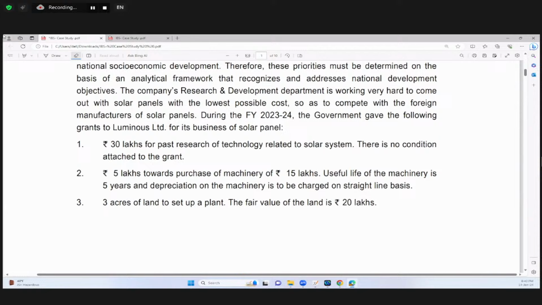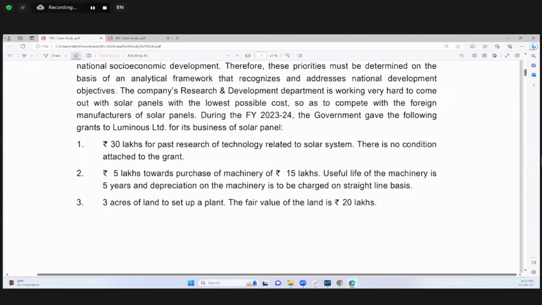In the first situation, 30 lakhs for past research of technology related to solar system, there is no condition attached to the grant. Since there is no condition attached, there is no question of satisfaction of conditions. So in that case, it will be immediately recognized in your profit and loss. Any grant related to technology with no condition attached immediately becomes the income of the entity, so it will be recognized in profit and loss as income.